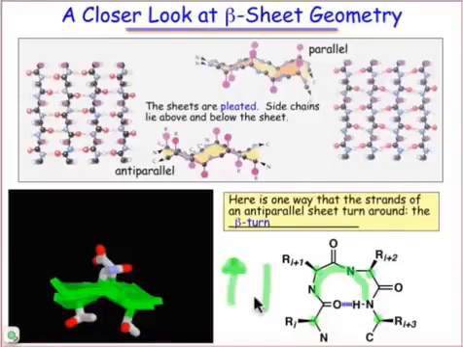anti-parallel beta pleated sheet. So we're going to have an N direction, we'll have a C direction, and by making this turn, we're going to be able to get adjacent strands to run anti-parallel to one another. That's known as the beta turn.